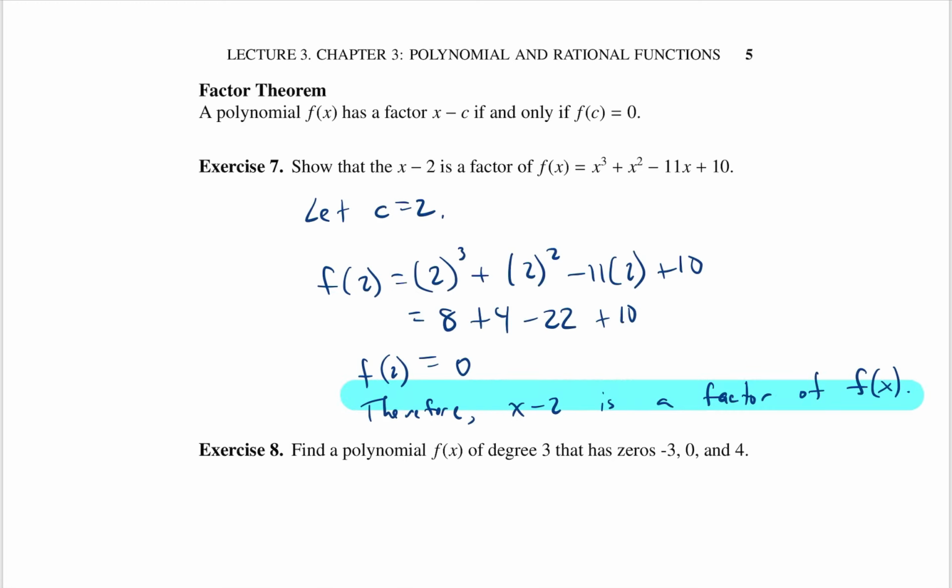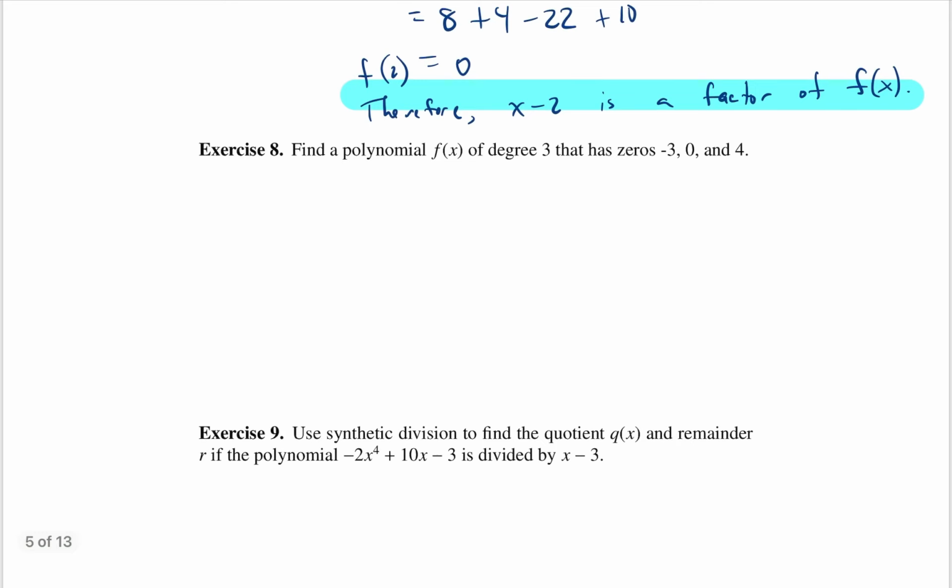So once again, if you can show that f of c is equal to 0, then that means that x minus c is a factor of the function. And so we've shown that x minus 2 is a factor of the function because f of 2 is equal to 0.